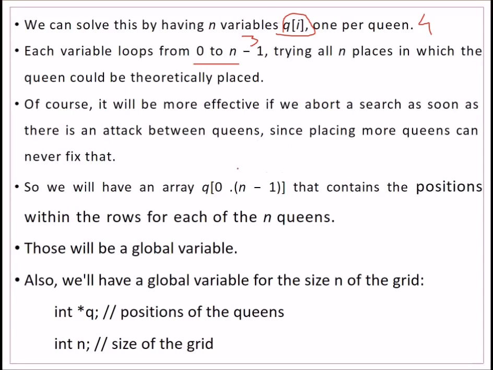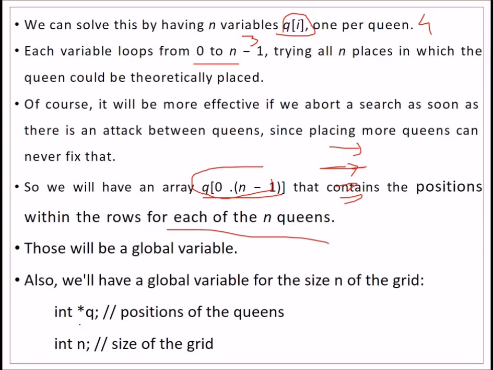First is this, that is why we will have an array q 0 to n minus 1 that contains the positions, that is the rows of each of the n queens. Rows means first row, second row, third row, and this is the fourth row. This is going to keep only the position within the rows of each of the n queens. This will be a global variable.